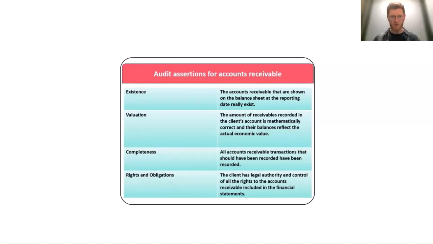So the audit assertions, we have existence, valuation, completeness, and then rights and obligations. From the existence side, we really are thinking about the question here of, does the balance at year end actually exist? Irrespective of the number, does the debtor actually owe you any money? Are they real? So that's the existence elements.